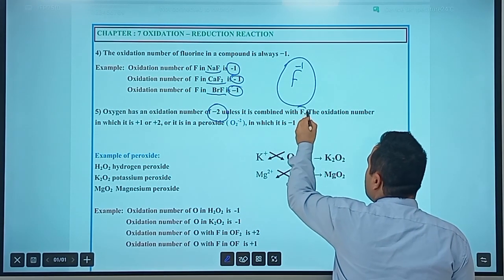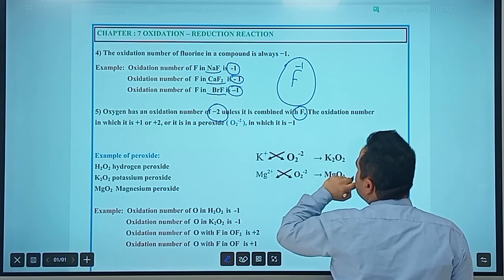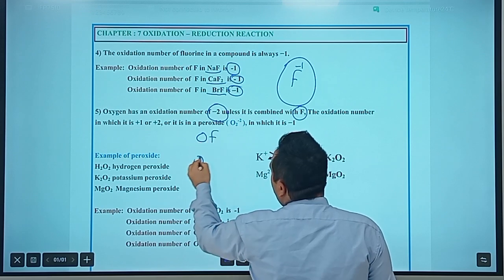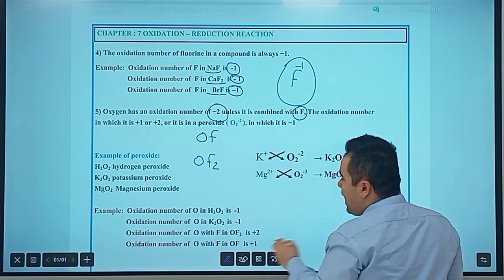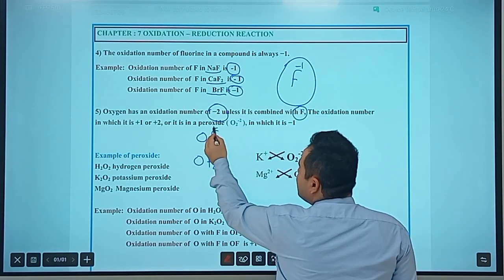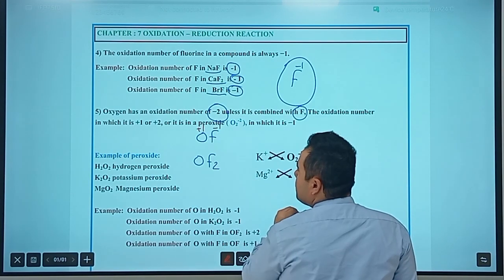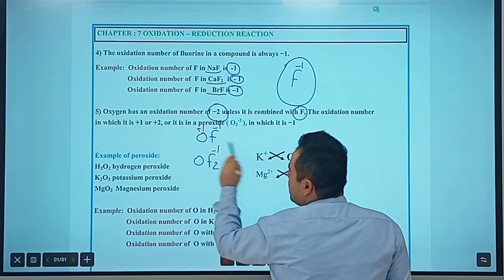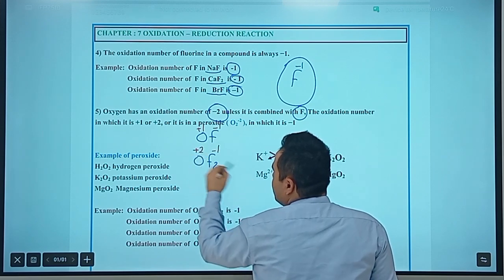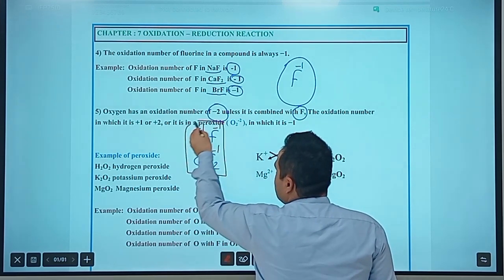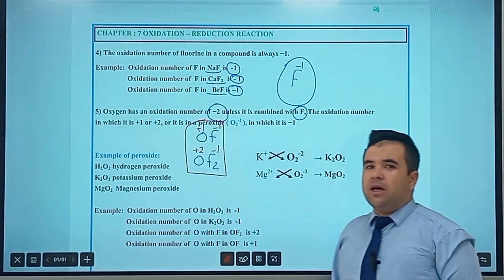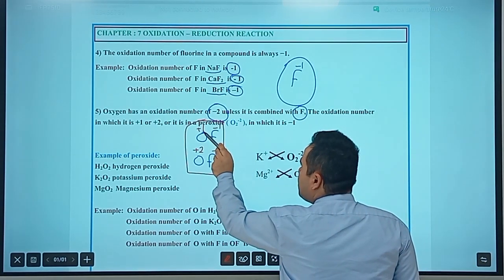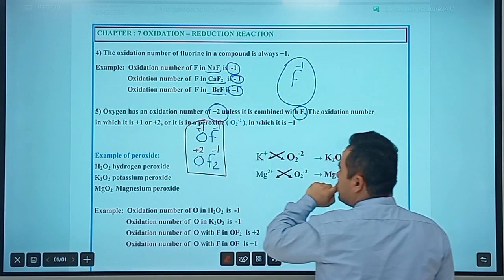But when it combines with F, it will form two compounds, OF or OF2. Guys, in OF, because F is negative 1, oxygen becomes positive 1. In OF2, because fluorine is negative 1, oxygen becomes positive 2. So in these 2 cases with fluorine, its oxidation number is not negative 2. It's an exceptional case. With OF, it becomes positive 1. With OF2, it becomes positive 2.